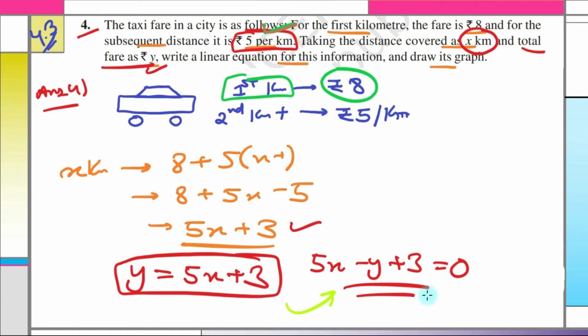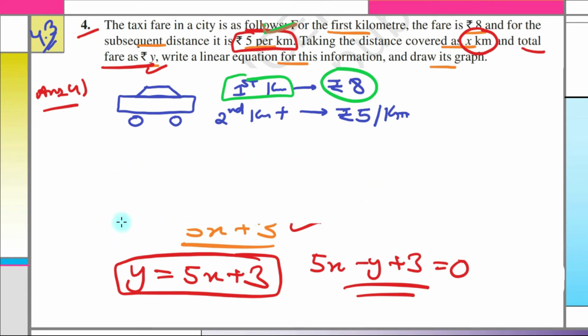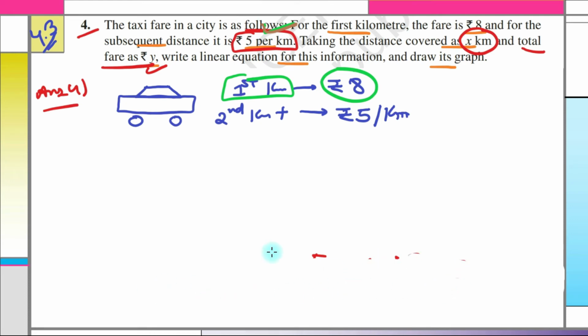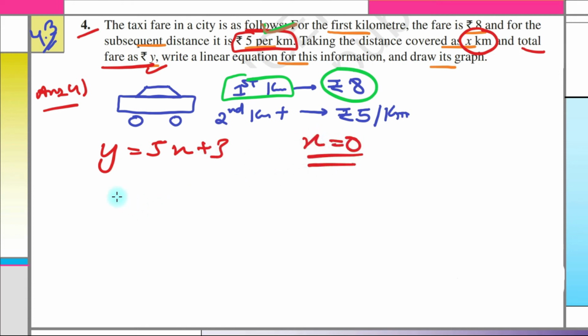I hope you have got it. And now, as far as plotting points is concerned, I will just tell you how we can solve this. Actually it is very easy to plot, but I will tell you briefly. According to this question, y equals 5x plus 3. If you put x as 0, we get y as 3, for example.